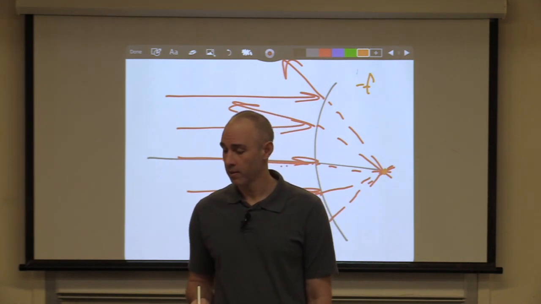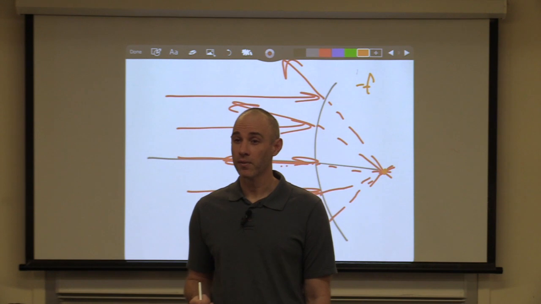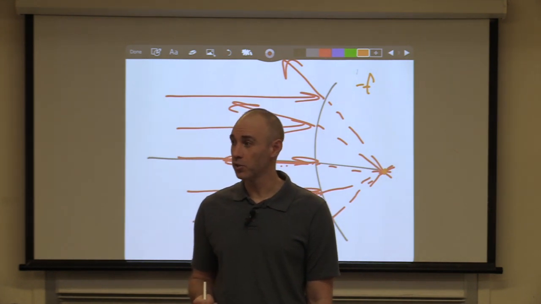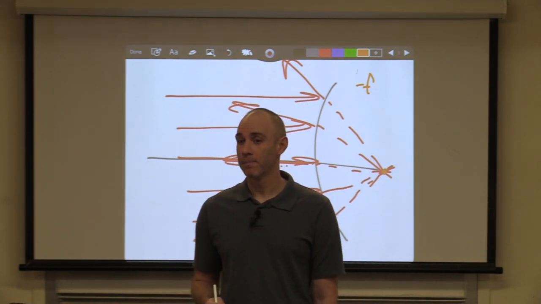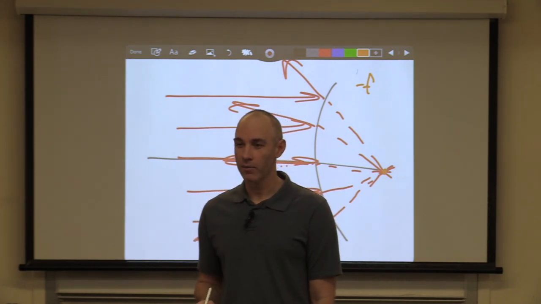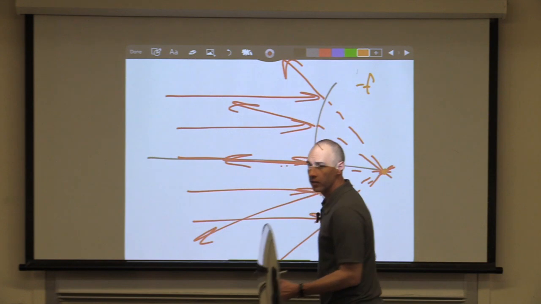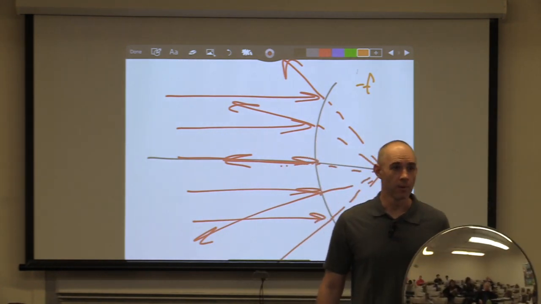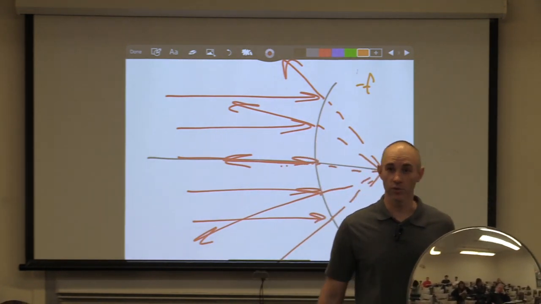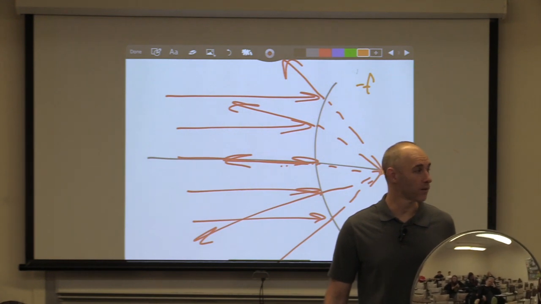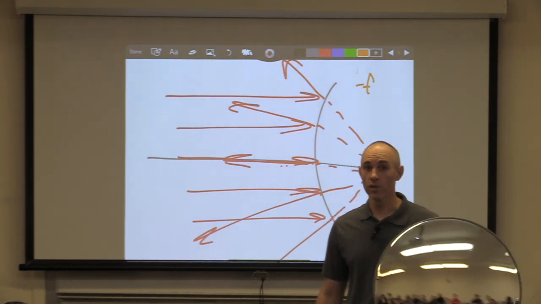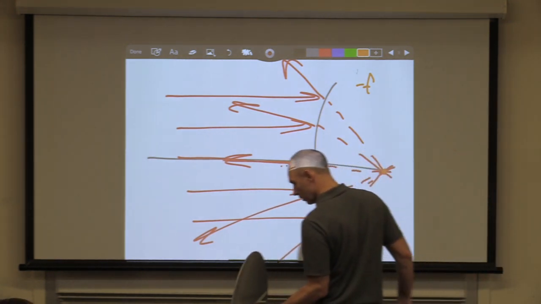But it won't produce real images, at least not by itself. If you put it in combination with other things, you can make real images, but it won't make a real image by itself. Regardless of where I hold this, you'll always be right, but I'll never be able to project that image onto a screen. It just won't work, because it only produces virtual images.